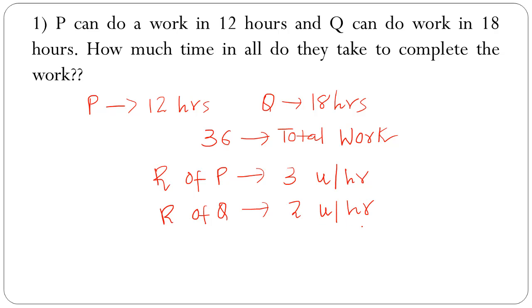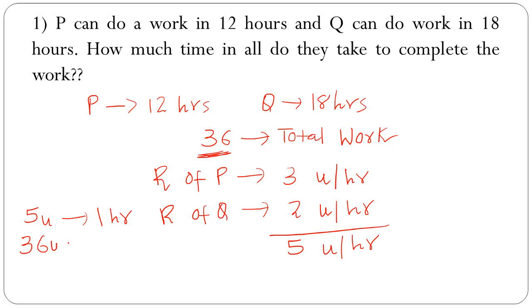Now according to the question, they are working together, right? So together they can finish 5 units per hour, which is 3 plus 2. Alright, now we'll use the basic unitary method. If P and Q together can complete 5 units in 1 hour, then our total work, which is 36, how much time will they take to complete 36 units? Well, that's 36 by 5, which is 7.2 hours.